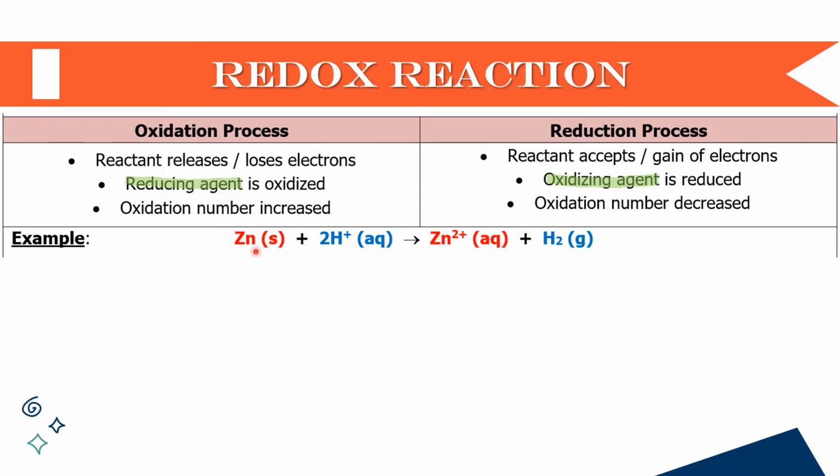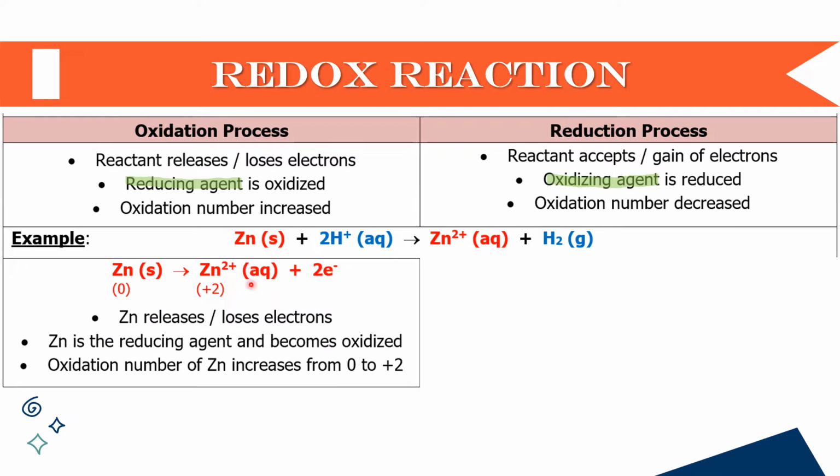So this is an example. I have here zinc solid plus 2H+ aqueous to produce Zn2+ aqueous and H2 gas. Which one will undergo oxidation and which one will undergo reduction? If in an exam, how are you going to determine whether it is oxidation or reduction? Refresh back on what we did in the first semester.